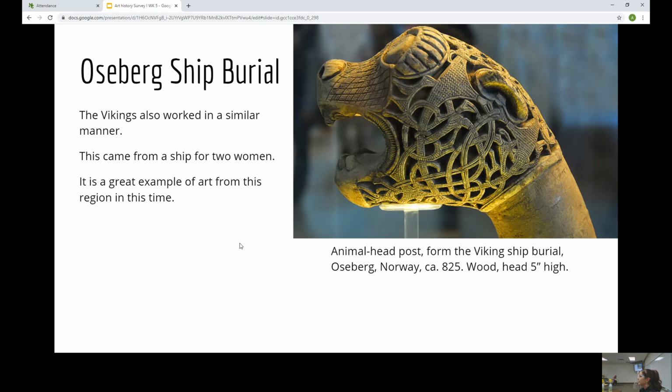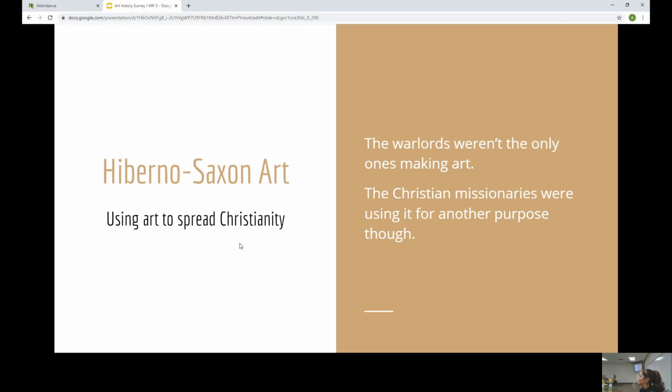What animal is that? Oh, who knows? It looks like a bear to me, but it didn't specify. Lion, tiger, bear, all. And this particular ship, the Oseberg ship, it has more than just this carving on it. It has quite a few different animals. But I think it looks like a bear. It did not say. Otherwise, I probably would have mentioned it.